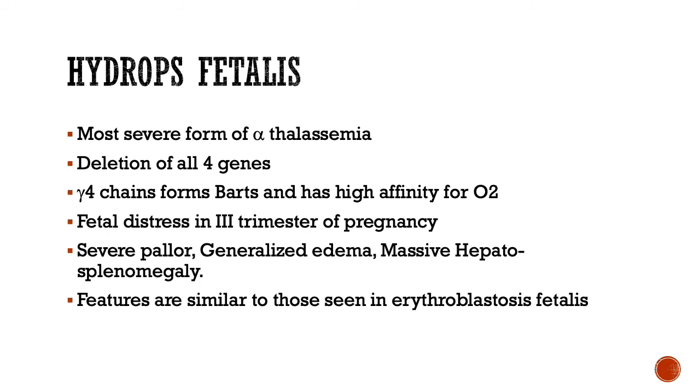Hydrops fetalis is the most severe form of alpha thalassemia. Deletion of all the 4 genes is seen. Gamma 4 chains form the hemoglobin Barts and have high affinity for oxygen. Fetal distress can be seen in third trimester of pregnancy. The babies can develop severe pallor, generalized edema and massive hepatosplenomegaly. Features are similar to those seen in erythroblastosis fetalis.